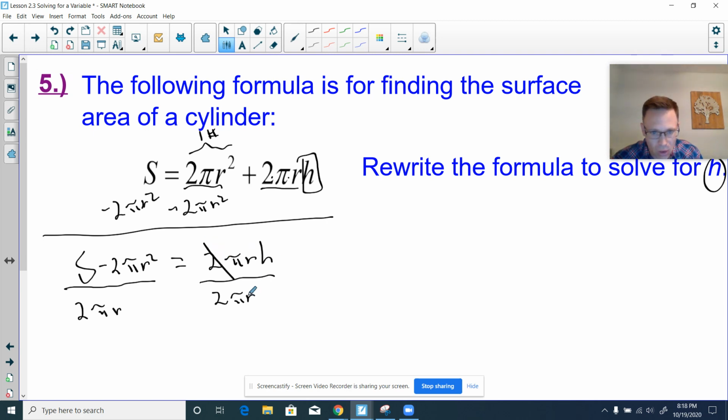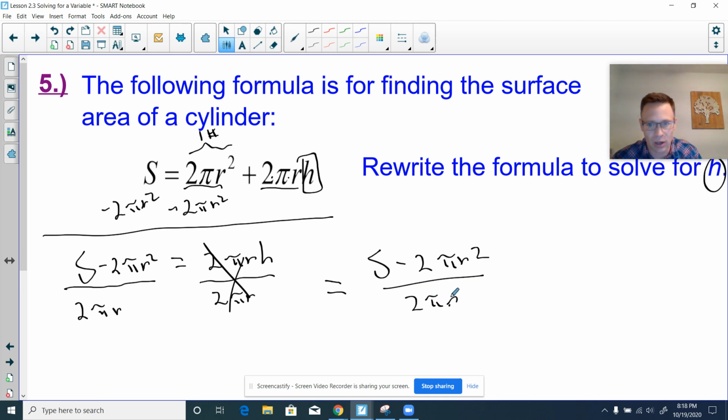And all of this is gone. So in the end, I get s minus 2 pi r squared divided by 2 pi r is then equal to h. And that looks pretty complicated, but really it's not too bad.